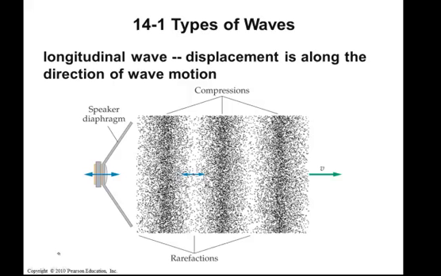In a longitudinal wave, the particles move in the same direction as the wave. In other words, here the particles are vibrating back and forth this way, and the wave is also moving this way. So in that case, it's moving in the same direction. So that's a longitudinal wave.